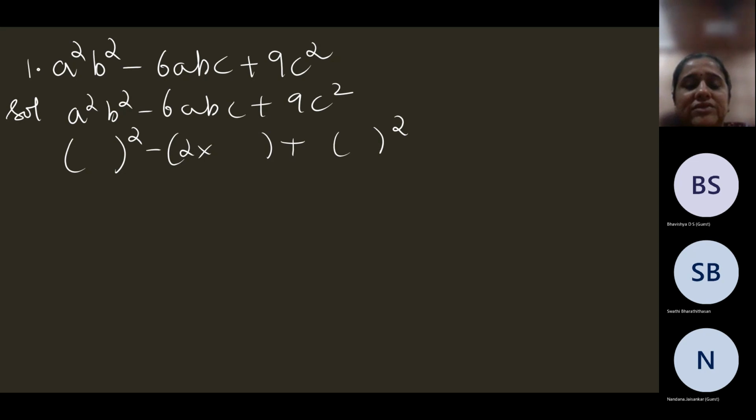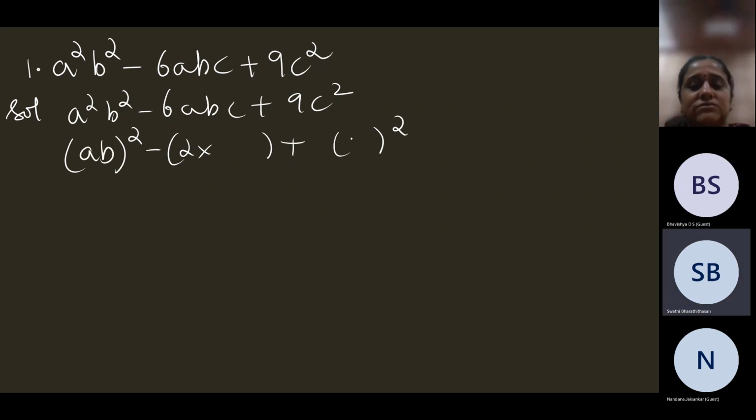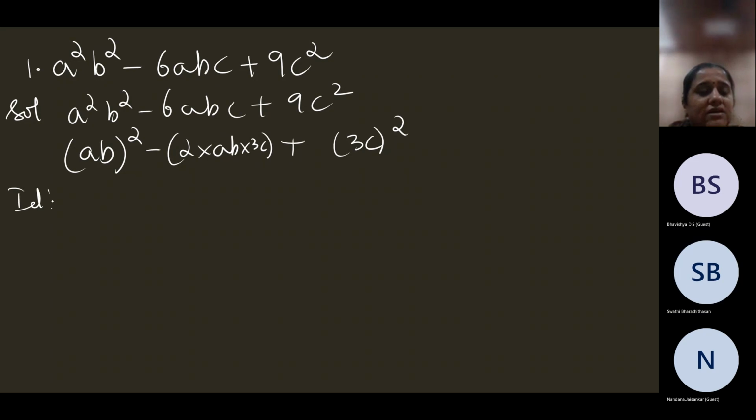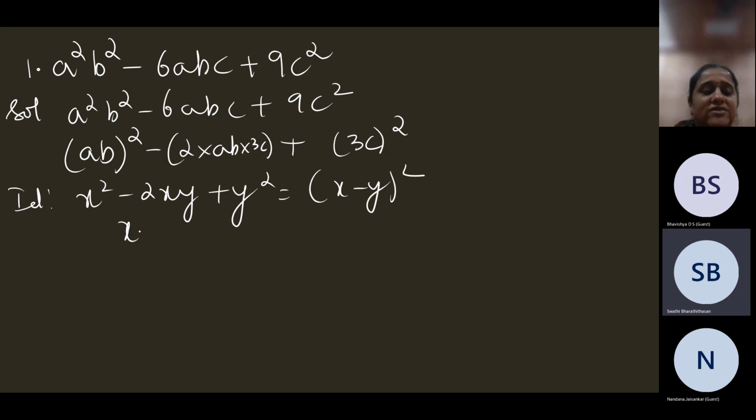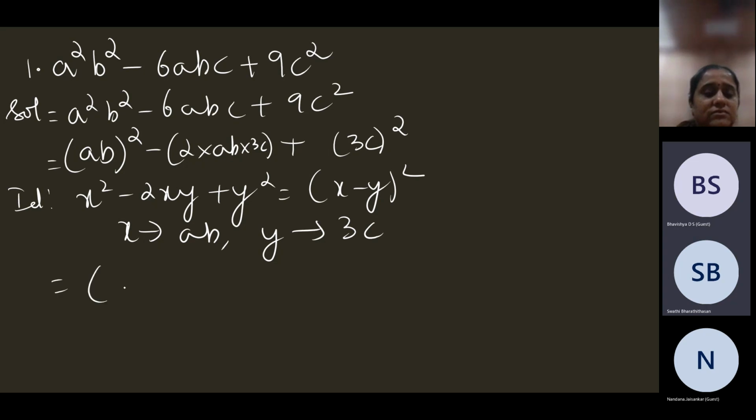If it is of this form, then the answer is x minus y the whole square. So what is in the bracket? AB, ma'am. Here? 3c, ma'am. AB into 3c. Are we getting the middle term? Yes, ma'am. So what's the identity? X squared minus 2xy plus y squared is equal to x minus y the whole square. And here x is AB, ma'am, and y is 3c, ma'am. Very good. So what's the answer? AB minus 3c the whole square, ma'am.